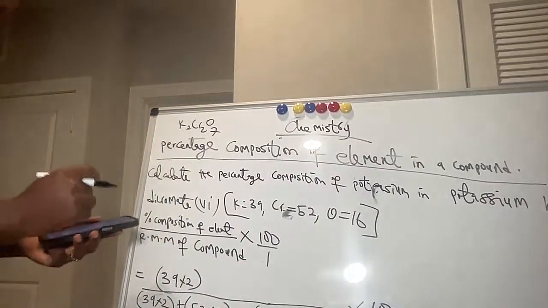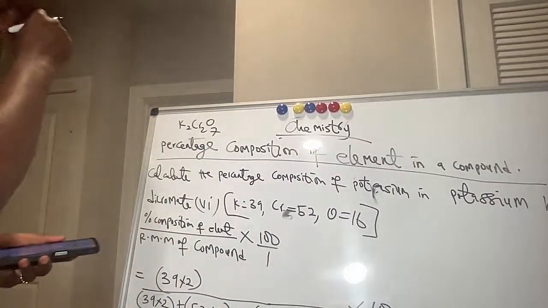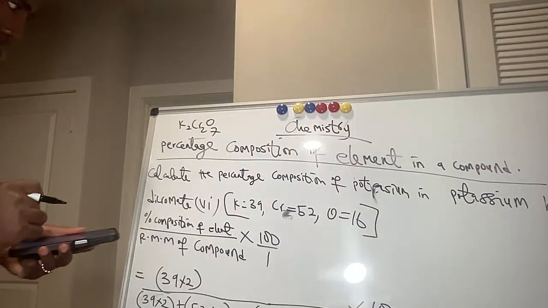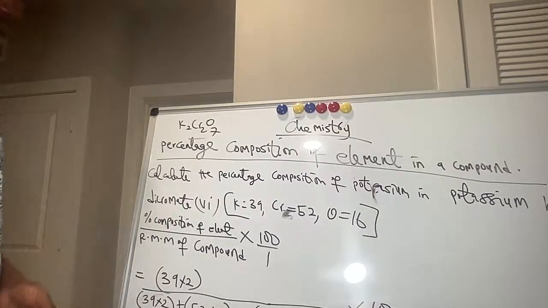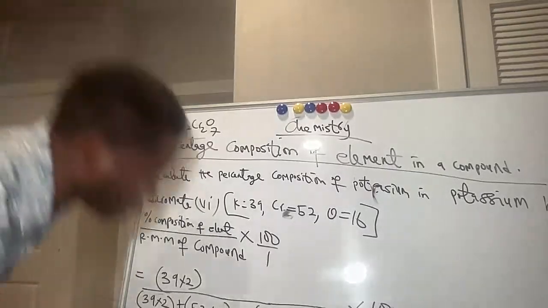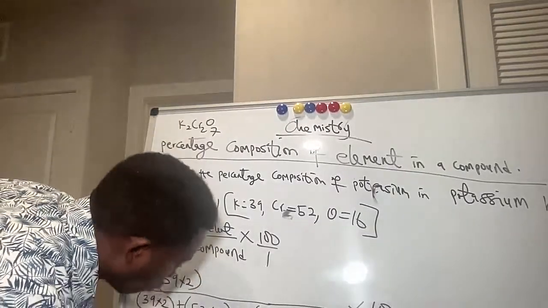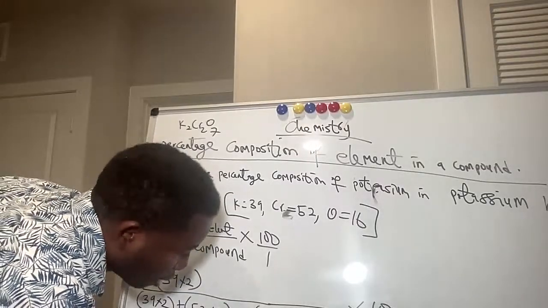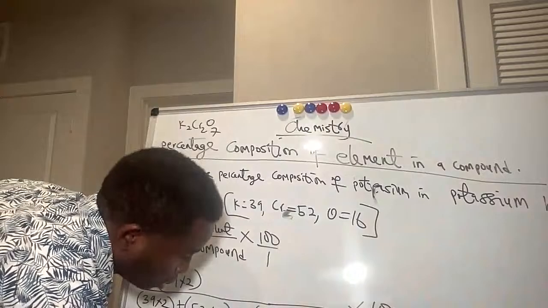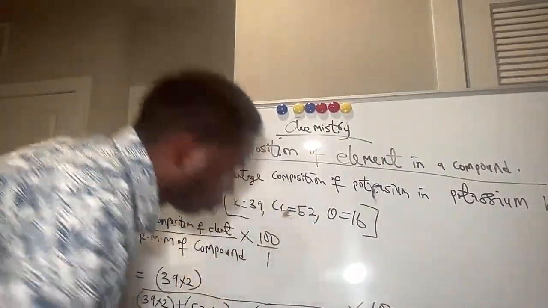So we have to cross multiply. So at the end of the day, we have the percentage composition of potassium in potassium heptaoxodichromate(VI) is equal to 108.